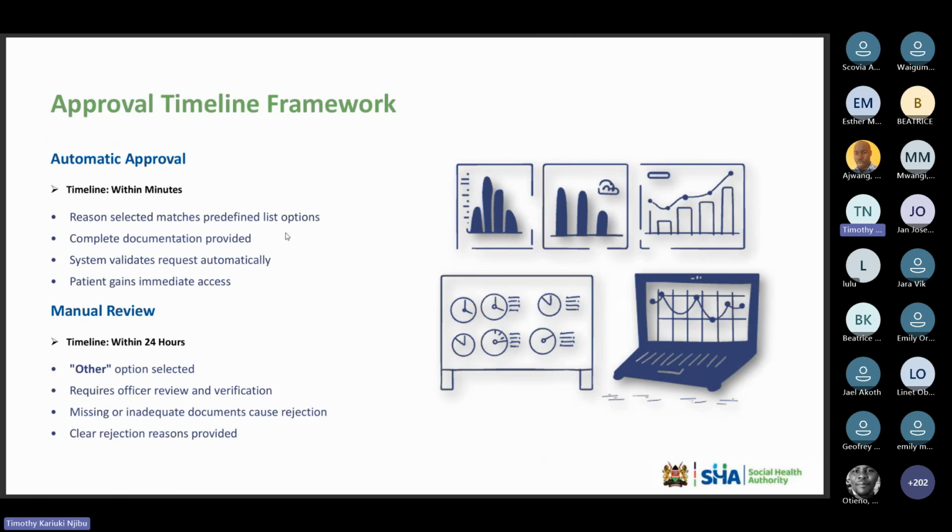Now, as we had said, for manual review, SHA normally takes 24 hours. So in such a case, if you're in the facility and you have requested for whitelisting and it takes a lot of time, you can reach out to your branch manager for assistance.